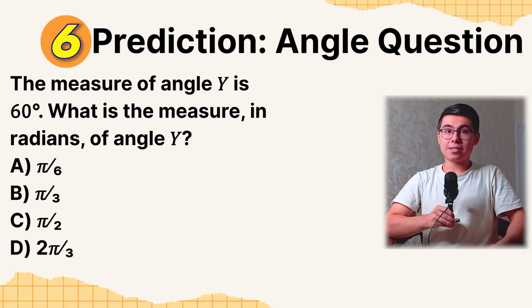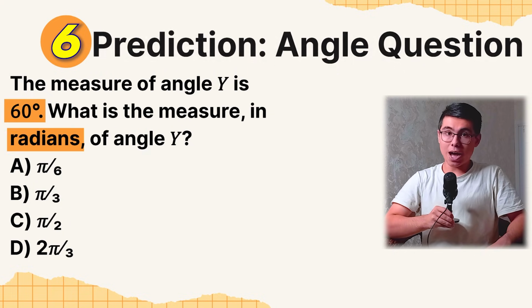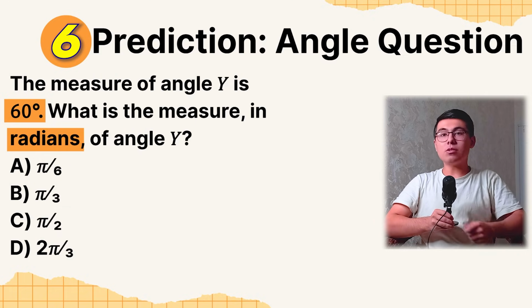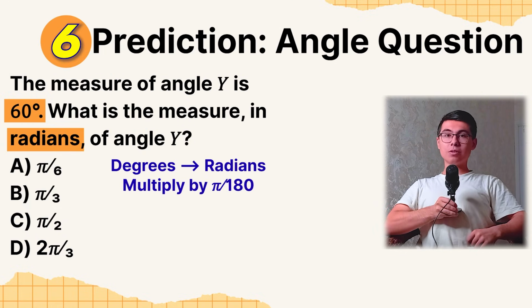So the question says, the measure of angle y is 60 degrees. What's the measure in radians of angle y? Now, here's what you need to know. Degrees and radians are just two different ways to measure an angle, and there is one simple rule that connects them.